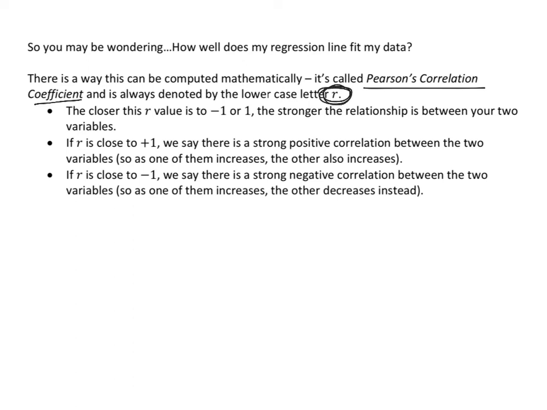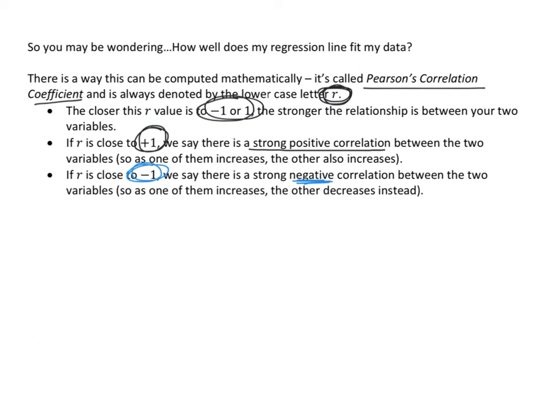Good news, you're actually going to need to do minimal computation for this. We've done all of the hard work. Now we just get to benefit from that. Here's the deal. The closer that this value is to -1 or 1, the stronger the relationship is between your two variables. If your r value is close to +1, we say that there's a strong positive correlation between the two variables. That means that as one of them increases, the other one increases. When one of them decreases, the other one decreases. If your r value, on the other hand, is close to -1, we say that there's a strong negative correlation between the two of them, which means that as one of them goes up, the other goes down. As one of them decreases, the other one increases.